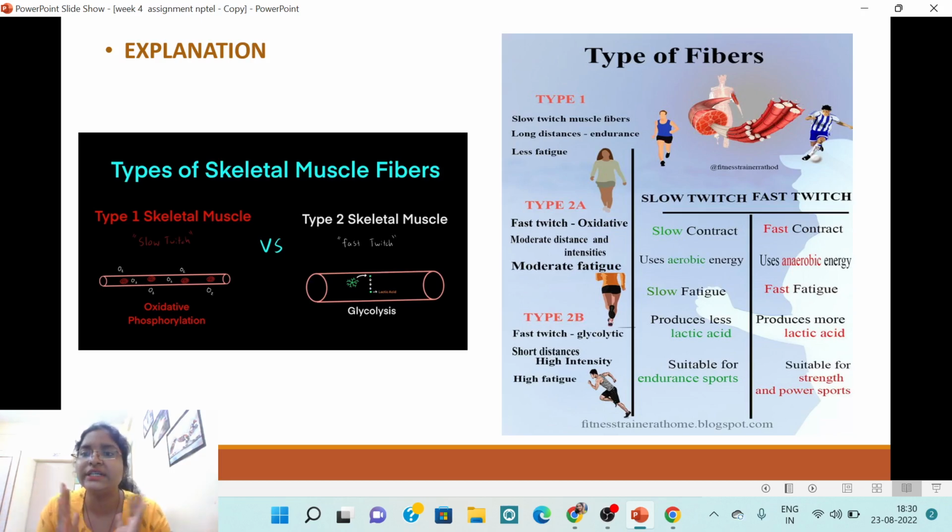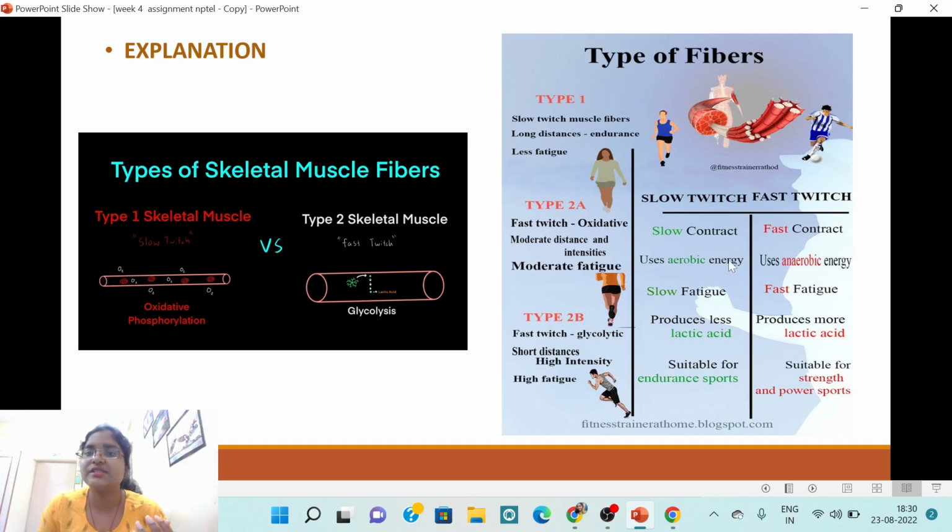If we discuss more in detail, types of fibers are of three types, that is type 1, type 2A and type 2B. So type 1 is the slow twitch muscle fibers and type 2A and 2B constitute the fast twitch muscle fibers that involve two different types of respiration. So from the name you can guess why one is slow and why the other is fast. Slow twitch muscle fibers contract slowly. Fast twitch muscle fibers contract at a faster rate.